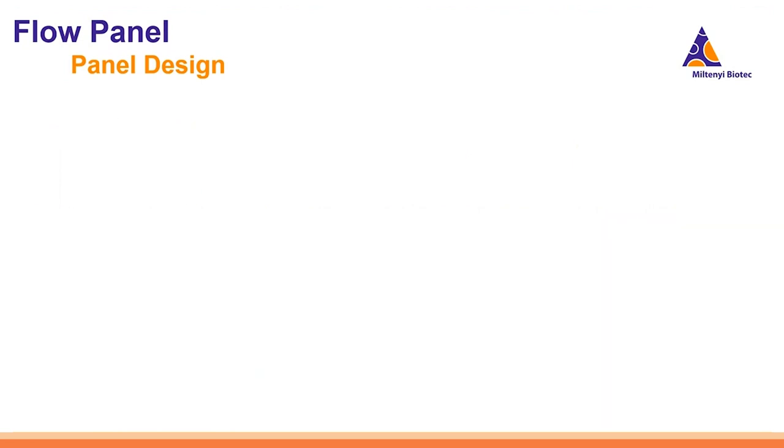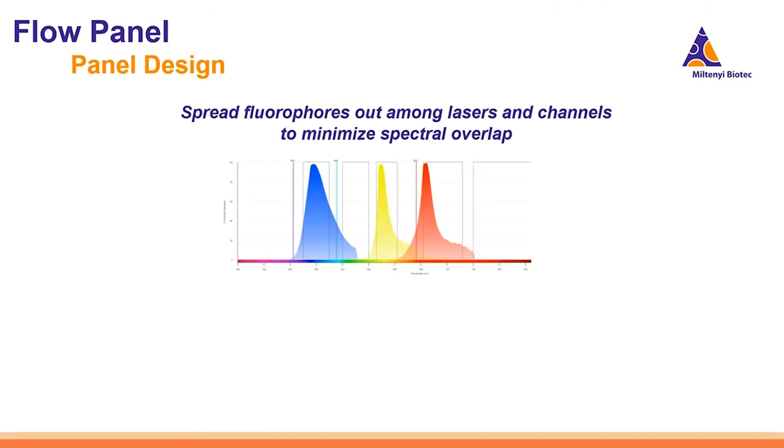Now, we won't spend too much time on the topic of panel design today, but the last thing you want to try and do is scale up and scale out a poorly designed flow panel. So to ensure you have a well-designed panel to begin with, there are two basic rules of thumb. The first is to just spread out your fluorophores among your lasers and among your channels to minimize spectral overlap. This will be easier to do with fewer fluorophores in your panel. So as you have more complex flow panels with more and more colors, this will get harder to do, and proper flow panel design practices will be more crucial.